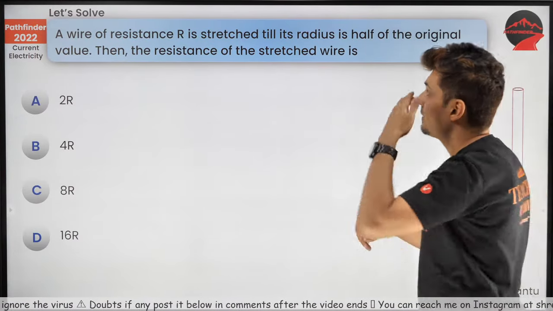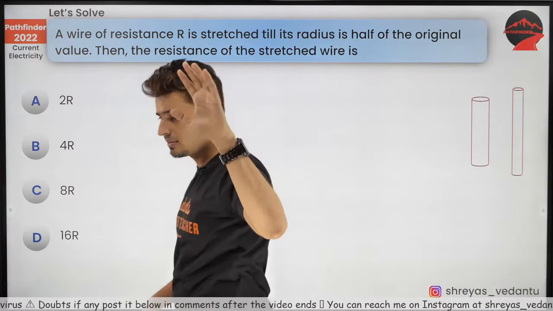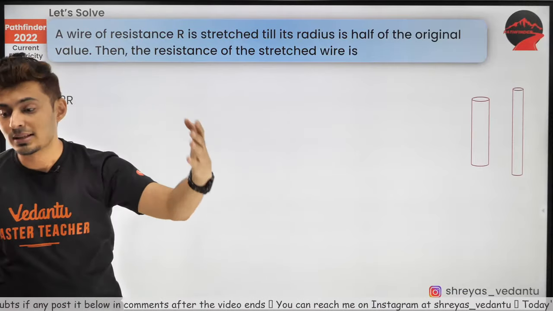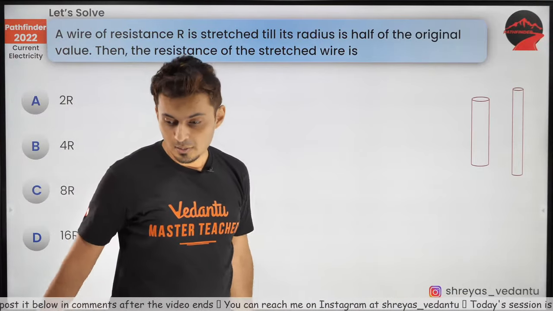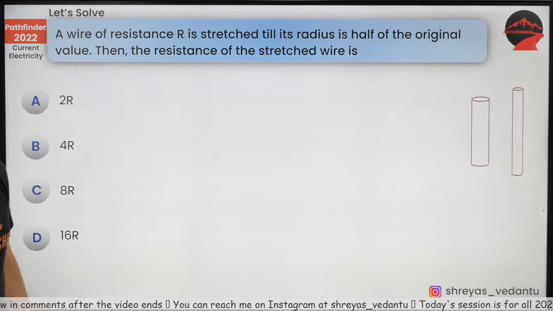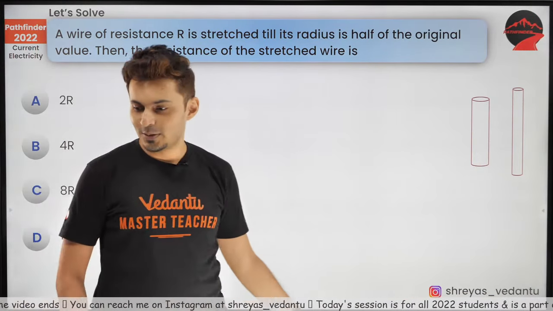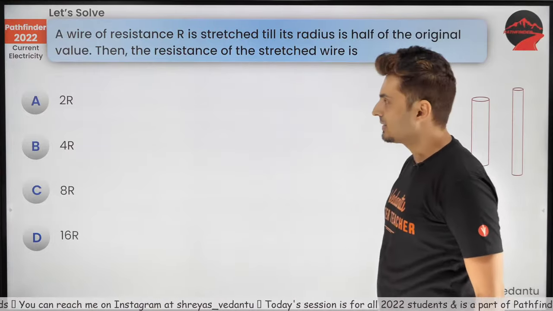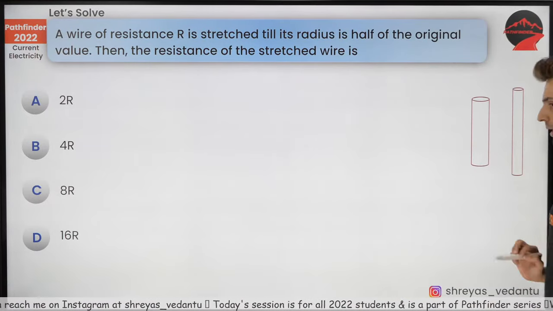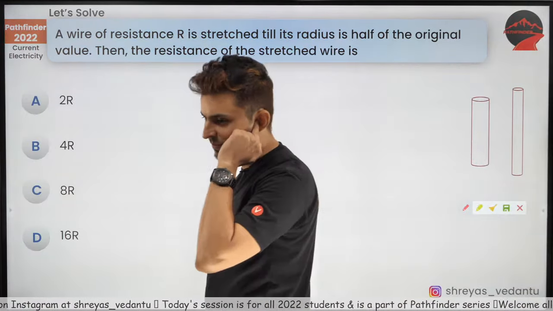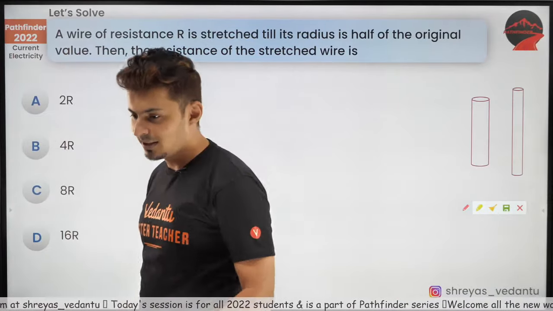A wire of resistance R is stretched till its radius becomes half. What do you think is the new resistance? All right, come on, think about it. All right, a lot of you are saying 4R. Some of you are saying B, which is 4R. Let's figure it out.